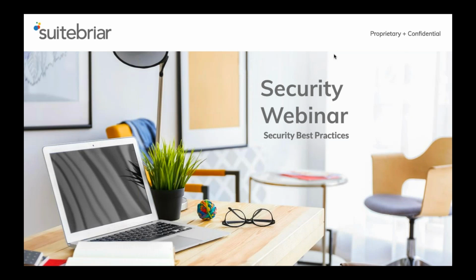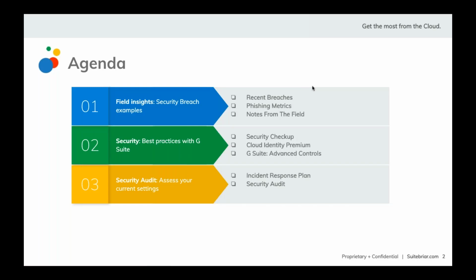So let's start with just looking at the agenda and seeing how we're going to break out the discussion today. We're going to look at some field insights, and I'm going to basically show you some information on recent breaches. And we're going to look at things like phishing metrics. And from those details, we're going to see what we can learn from those metrics and understand how we can properly protect ourselves within G Suite and take advantage of all the features.